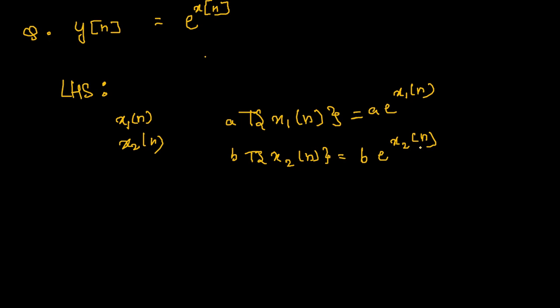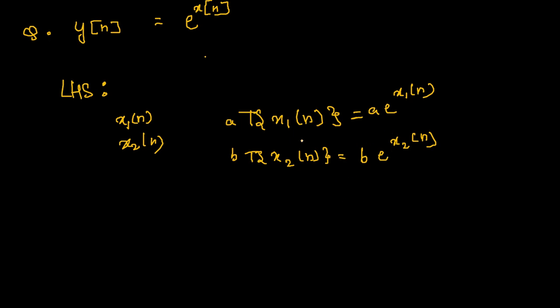So when you passed x1 of n, the output will be e to the power x1 of n, and when you pass x2 of n, the output will be e to the power x2 of n, and you are just multiplying different coefficients a and b. When you're writing a subjective exam, you are taking these coefficients to show the linearity. This helps us show that LHS and RHS are not equal in an easier way.